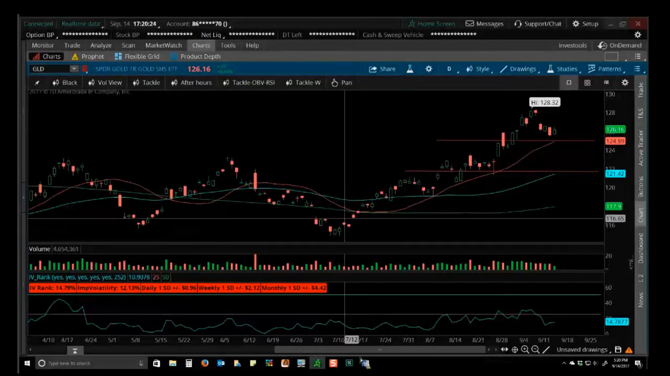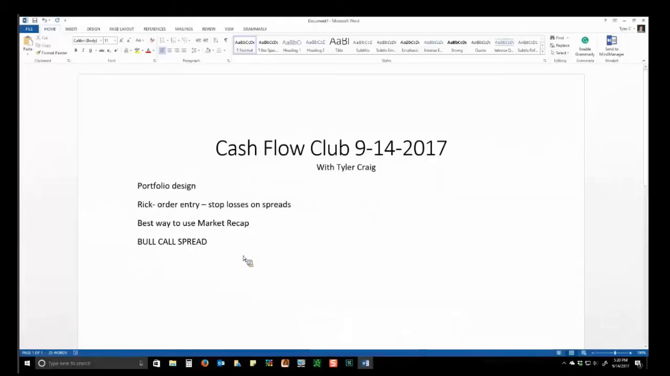So let's go build a bull call spread, and then we'll walk through the order entry. There's a lot of variety with how you can structure this, but basically I want to buy, let's say, an in-the-money call, and I want to sell an out-of-the-money call against it in the same expiration month.